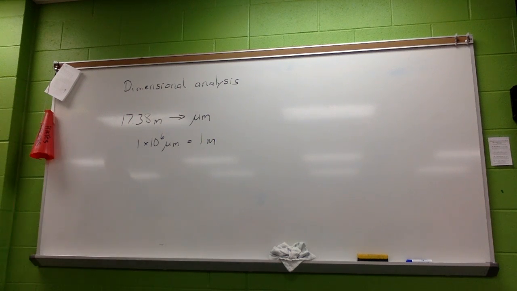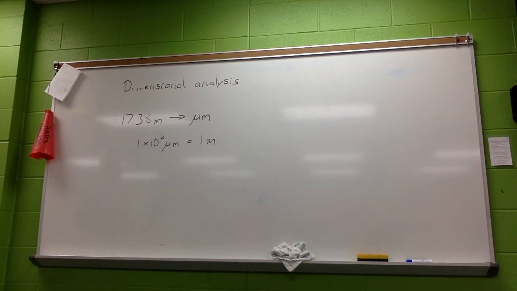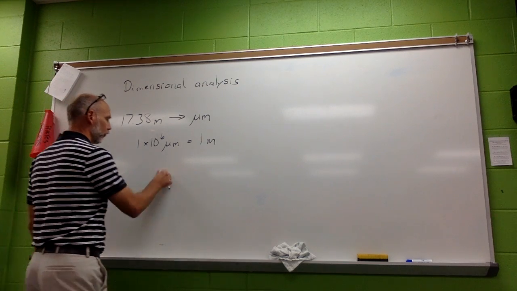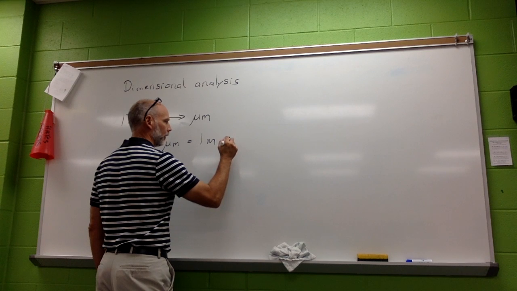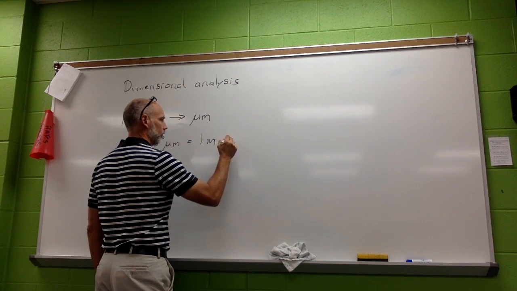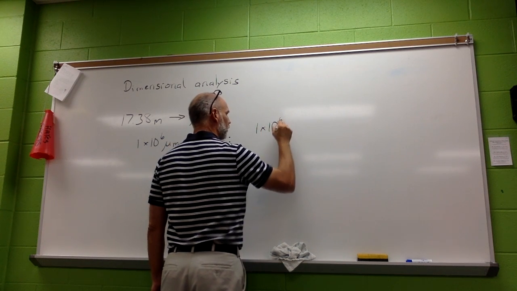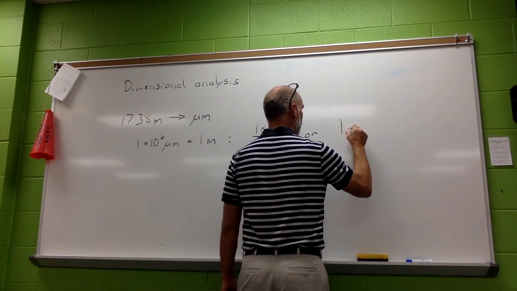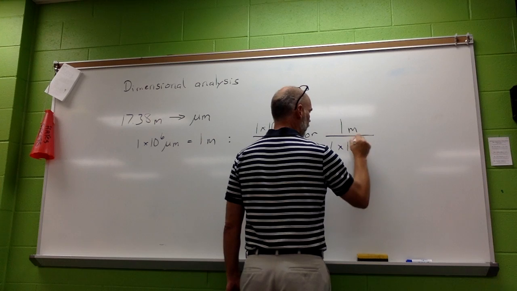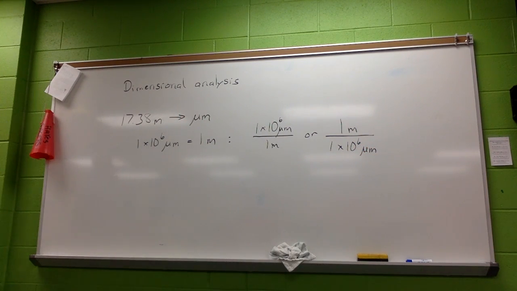So there you go, right? Would you guys agree with that? Excellent, okay. Because these 2 things are equivalent to each other, we can make what we call a conversion factor out of that. There's 2 actual conversion factors we can make. How do we want to do this? We can say 1 times 10 to the 6th micrometers over 1 meter, or 1 meter over 1 times 10 to the 6th micrometers. Either one of those things is perfectly valid.